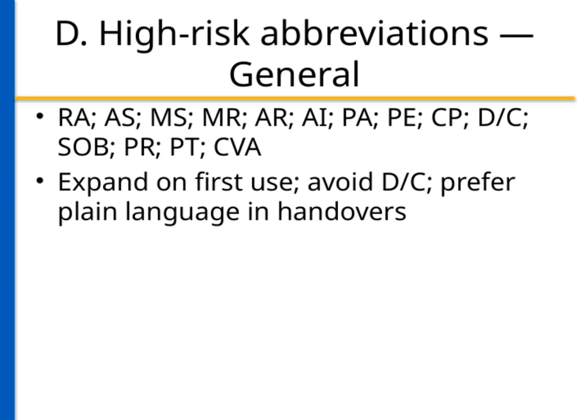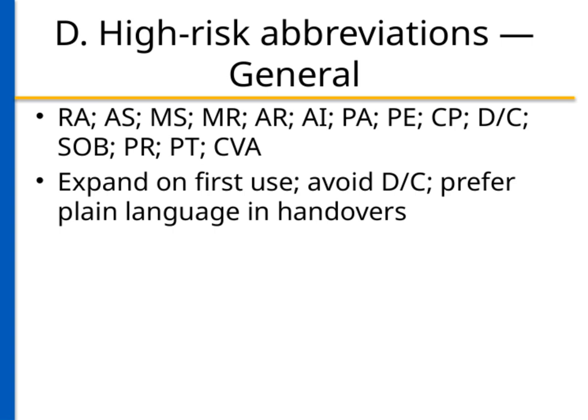When we first introduce these abbreviations, it's important to fully expand on what they stand for so everyone understands exactly what we're referring to. Clear communication is essential, especially during handovers, so we want to avoid abbreviations that might cause confusion. For example, instead of just saying RA, we should say rheumatoid arthritis the first time to ensure clarity. Similarly, MS stands for multiple sclerosis, and CVA refers to cerebrovascular accident.